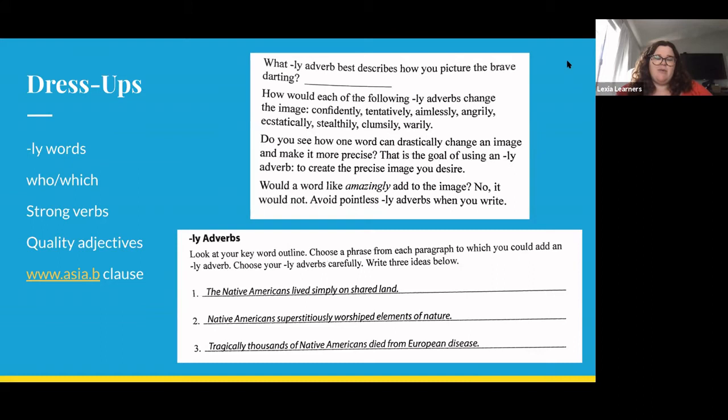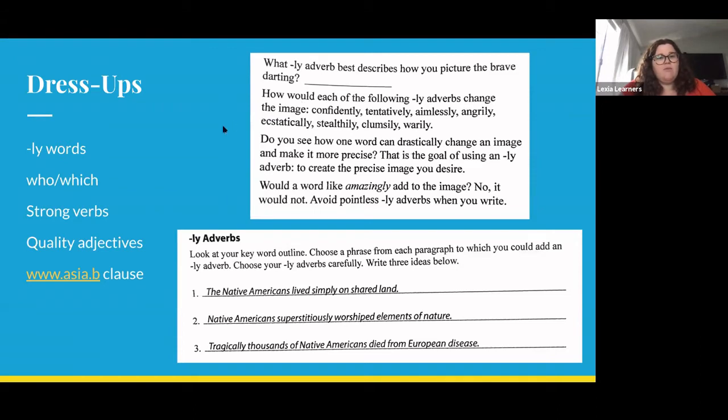And then the www.asia.b clause. It's just a clause that begins with when, while, where, as, since, if, although, or because. So that's where we get the www.asia.b. And again, the books tell you exactly how to use them, exactly what they are. Your student reviews them in every section, and there's pages in the student resource notebook about all of those different clauses.